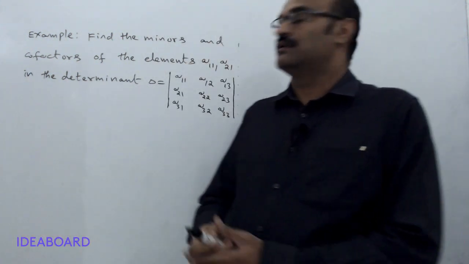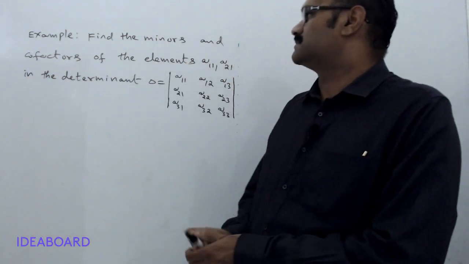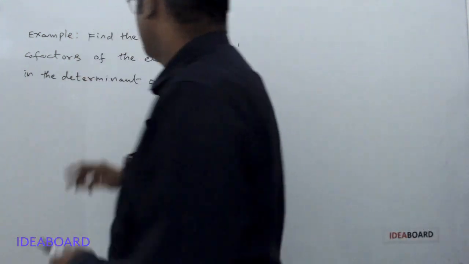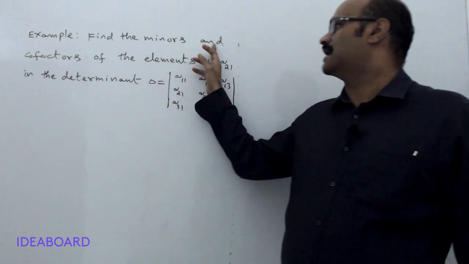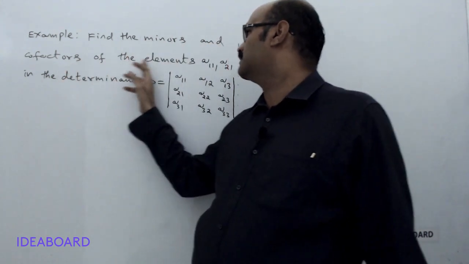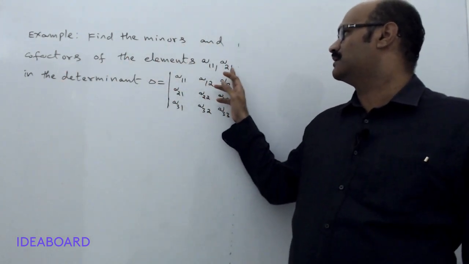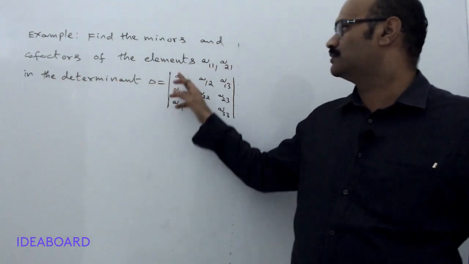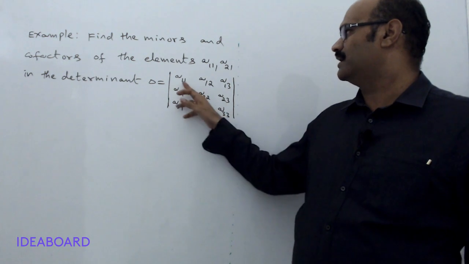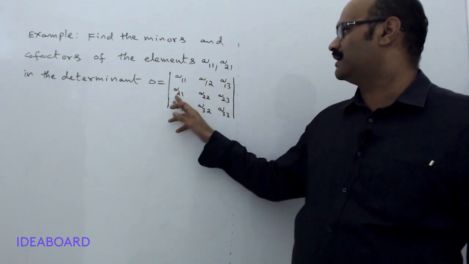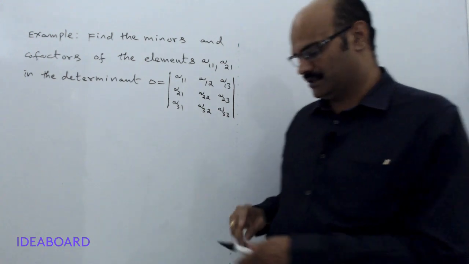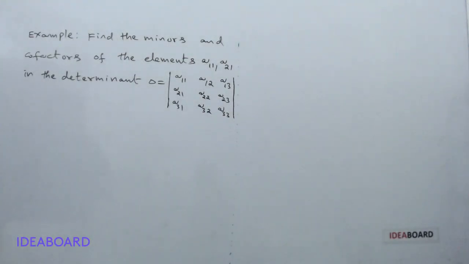Today I am doing the problems based on minors and cofactors. Here the problem is: find the minors and cofactors of the elements A11, A21 in the determinant delta equal to the determinant of A11, A12, A13, A21, A22, A23, A31, A32, A33. Now here we have to find the minor of the element A11.